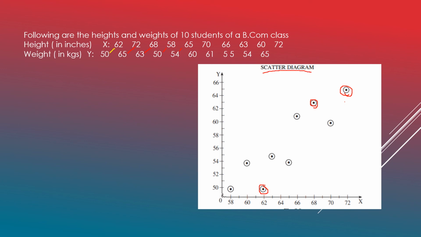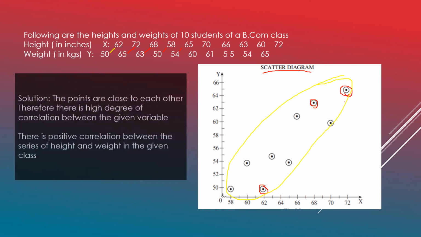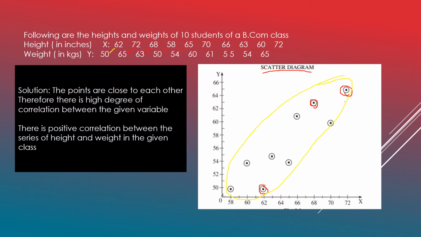Now we can see that all these points are dense, that is, they are very close to each other. Then we can say that there is a high positive correlation. So here the points are close to each other, therefore there is a high degree of correlation between the given variables, height and weight. That is, finally we can conclude that there is a positive correlation between the series of height and weight in the given class.